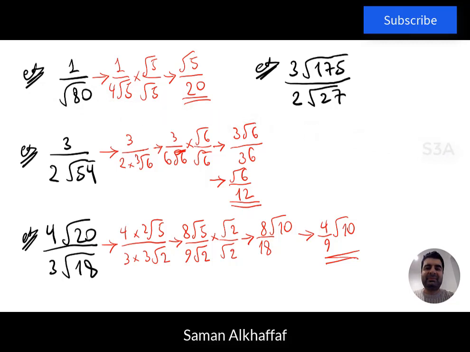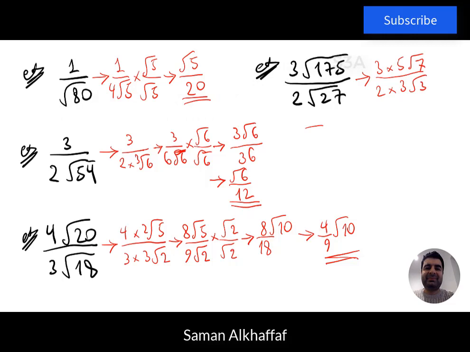In this example, we have 3 root of 175 over 2 root 27. Similar scenario, ideally it would be preferable to simplify the bigger roots. So in this scenario, we would have 3 multiplied by 5 root 7, okay, over 2 multiplied by root of 27, which is 3 root 3. So that will give us 3 root 3 here.